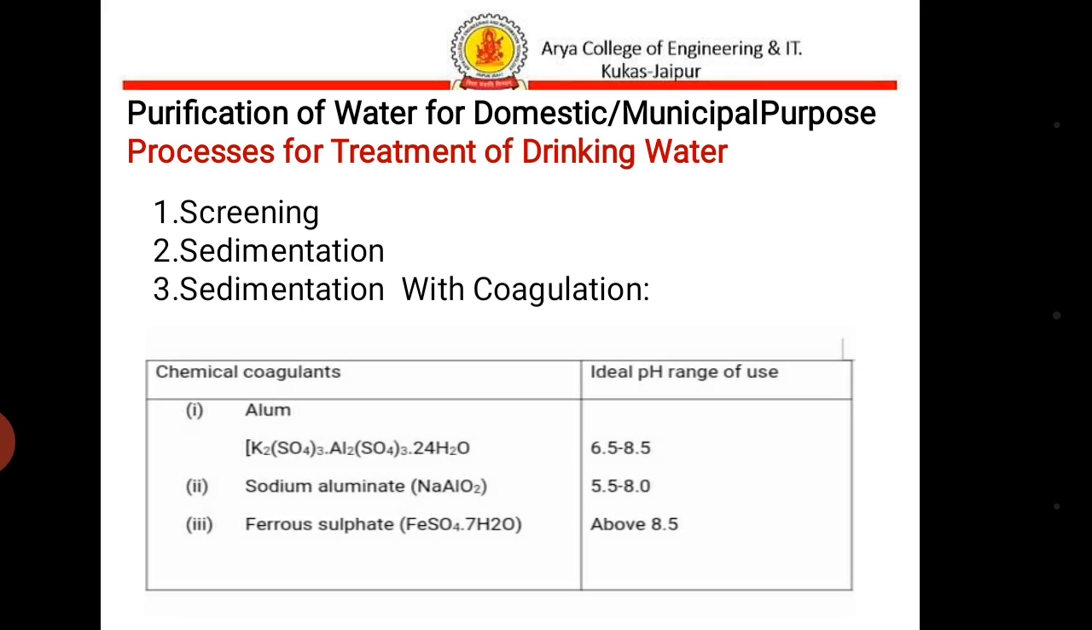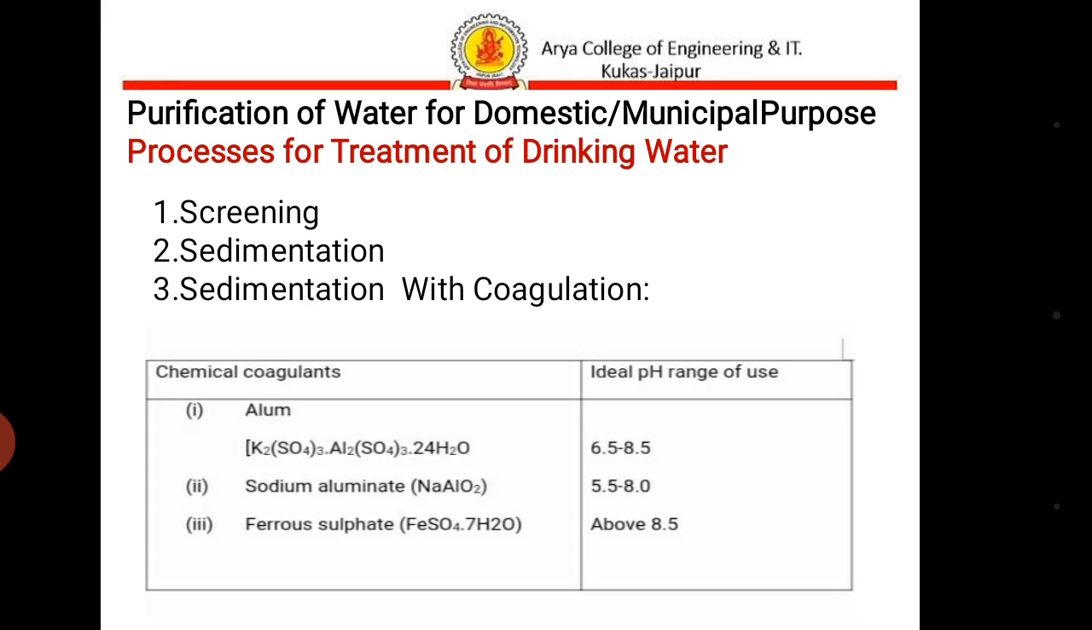First, screening. In screening, the raw water is first passed through screens that have a large number of holes, which hold back floating matter like leaves, wood, etc. Second, sedimentation. Sedimentation is a method of removing suspended impurities by allowing water to stand, where most of the suspended particles settle down at the bottom due to the force of gravity. In this process, about 75% of the impurities are removed.